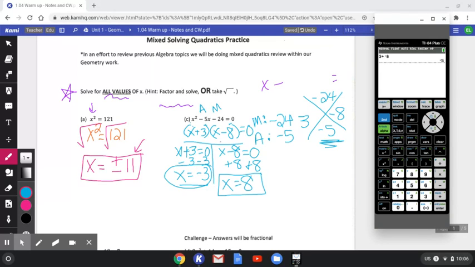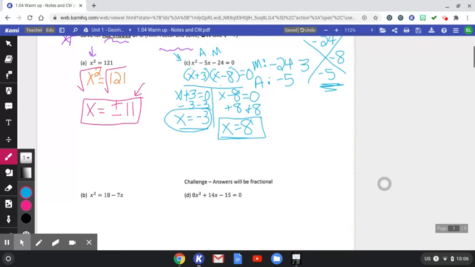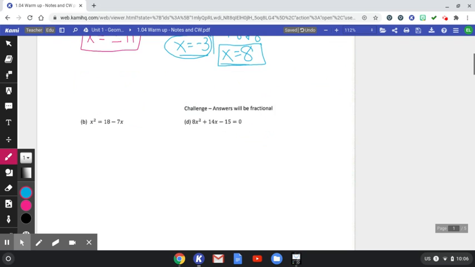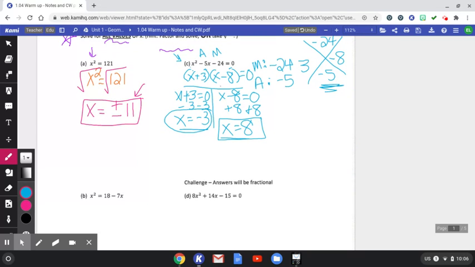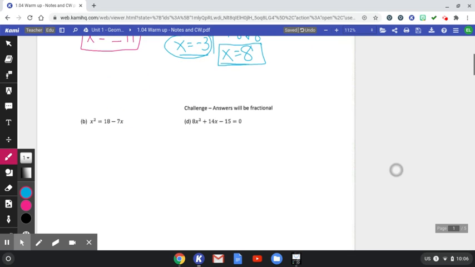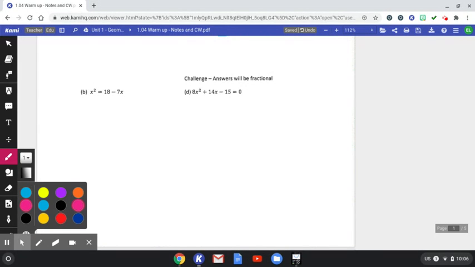So those are two values of x that would make this equation true. So again, when you have an x squared, there should be two values of x. Now, both of those equations were already kind of set up for us. We didn't have to change them at all. But looking down at letter B, remember, we need to make sure an equation equals 0 first.